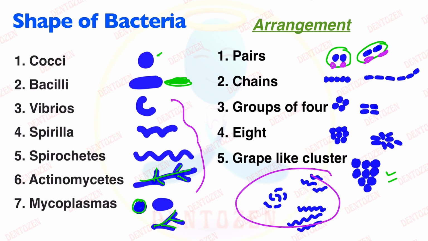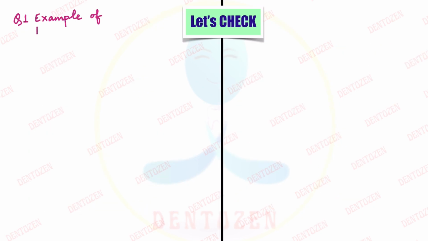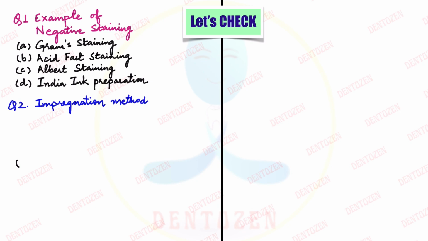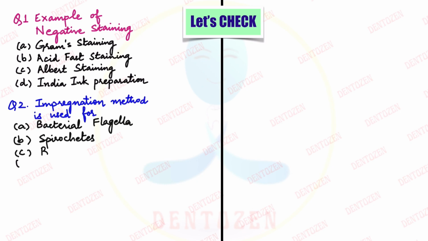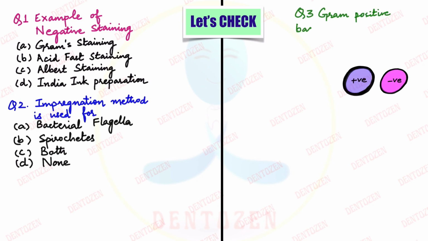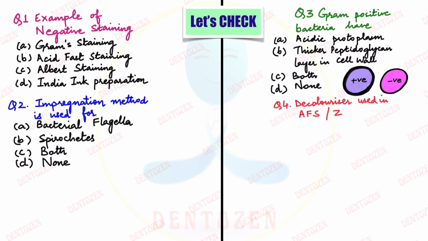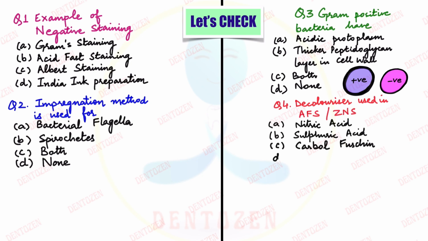Now that's all. Let's check what you have learned. Example of negative staining: gram staining, acid fast, Albert staining, India ink preparation. Which one is negative staining? Second, impregnation method is used for flagella, spirochetes, both or none. Third, gram positive bacteria have what? Acidic protoplasm, thicker peptidoglycan in cell wall, both or none. And the decolorizer used for acid fast or Ziehl staining is nitric acid, sulfuric acid, carbol fuchsin or methylene blue. Now I am giving you some pictures and you can identify the type of staining.